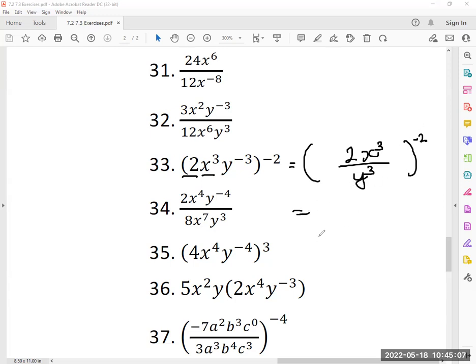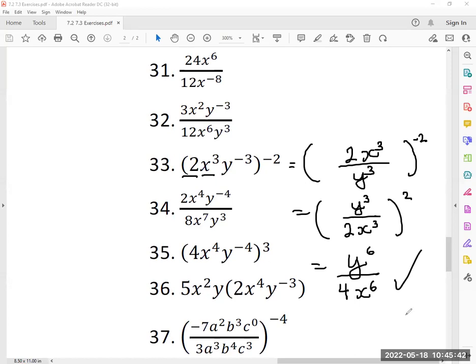Now let's work that -2 out. What does a negative make you do? Word of the day. So this becomes y to the power of 3, 2 to the power of 2 times x to the power of 3. And we can simplify a positive 2. It's a power of a power. What happens to the exponents on the inside? This is y to the power of 6, 2 squared, 4, and x to the power of 6. That's my final answer. You don't have to do the inside first, but if you do, here's your answer.